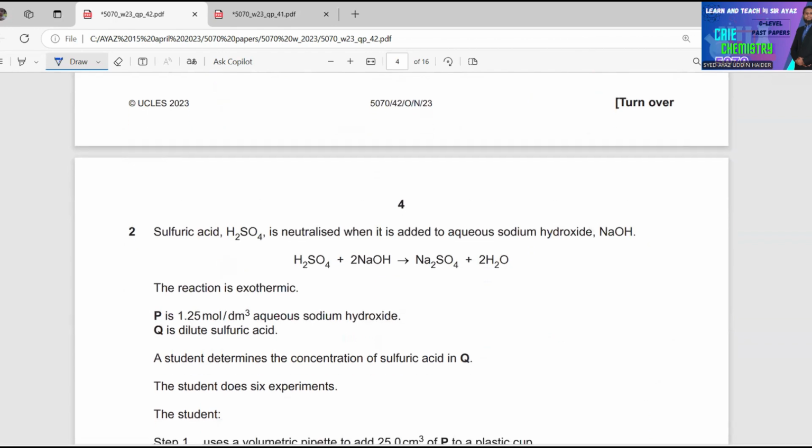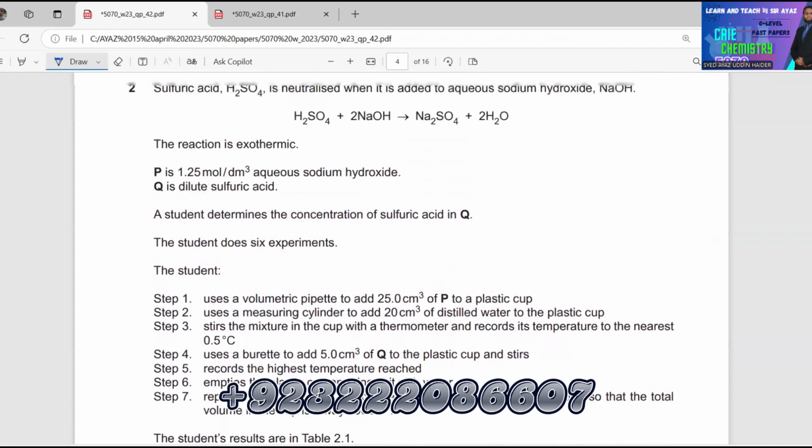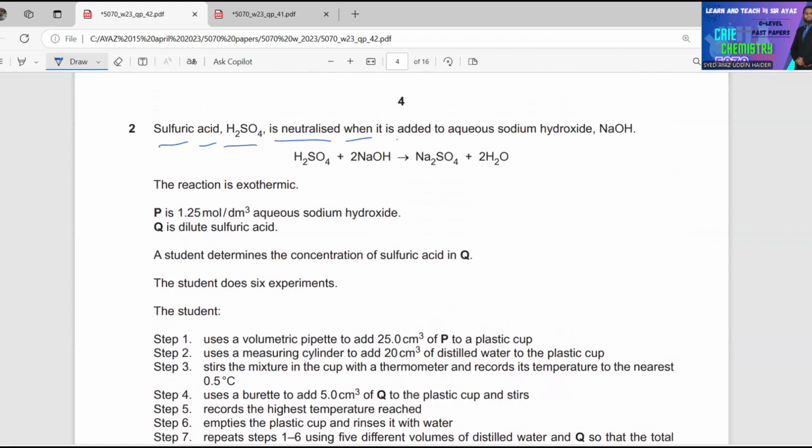Moving to next question. Question number 2. Sulfuric acid H2SO4 is neutralized when it is added to aqueous sodium hydroxide NaOH. Here's the reaction equation. H2SO4 plus 2NaOH gives Na2SO4 plus 2H2O. The reaction is exothermic. P is 1.2 mole per dm cube aqueous sodium hydroxide.